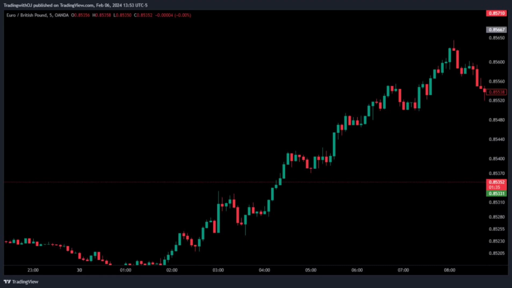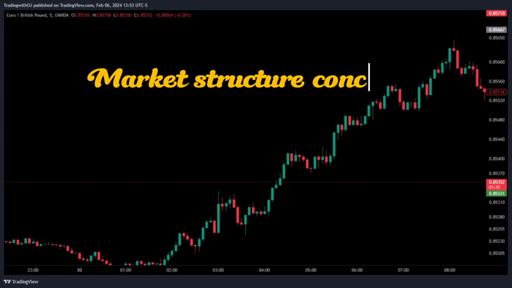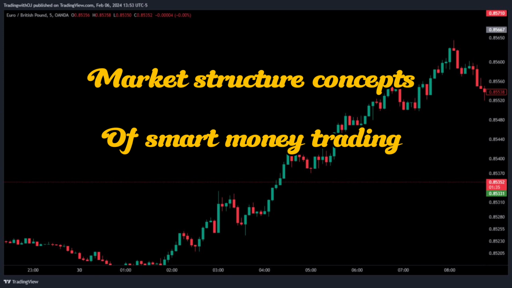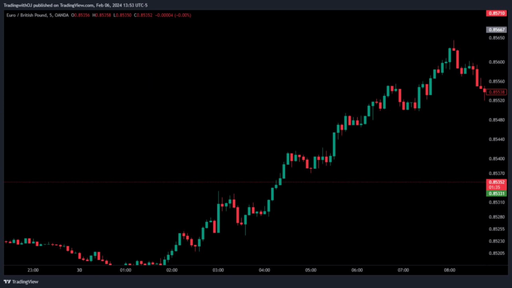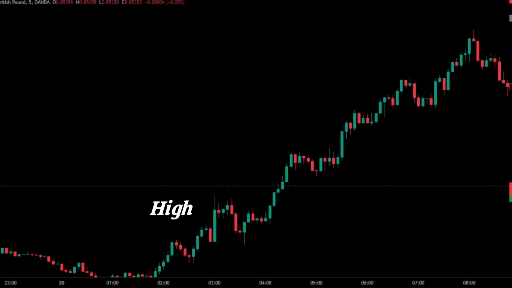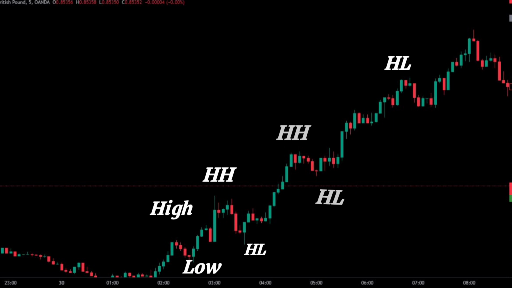Hey guys, here is an example of applying the market structure concept of smart money trading on the chart. As you can clearly see, the market structure is to the upside. Since we have our highs and lows, we can clearly see that the market is to the upside. A graph of liquidity below these lows indicates an upward continuation to the upside.